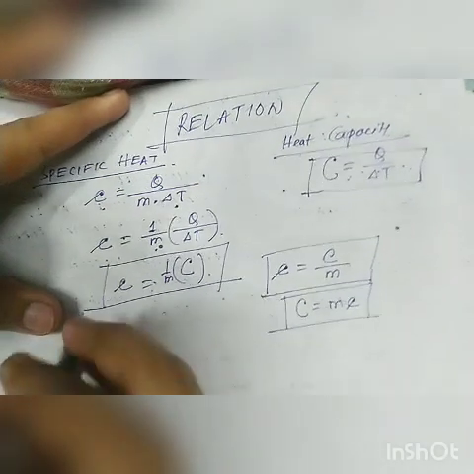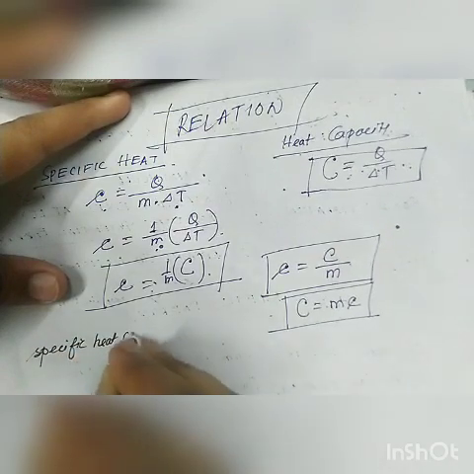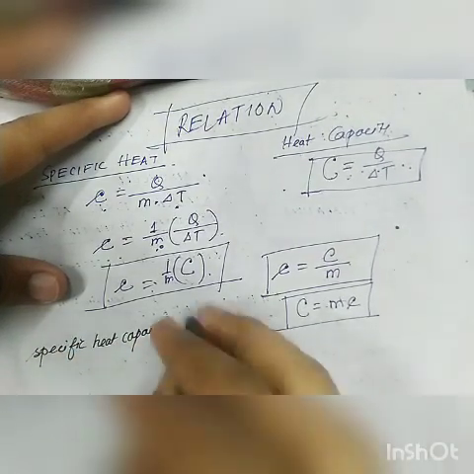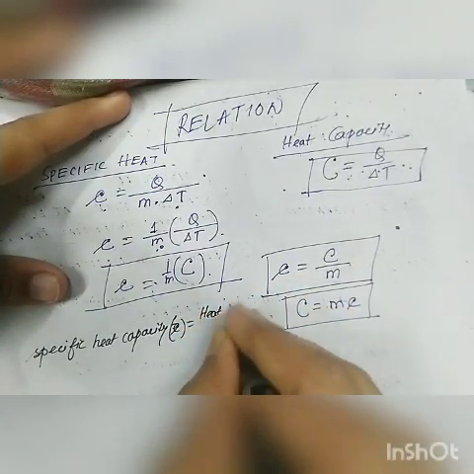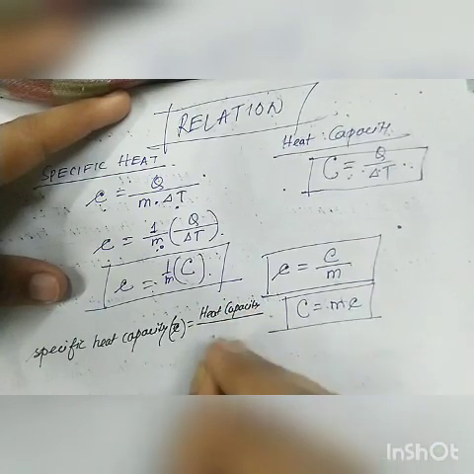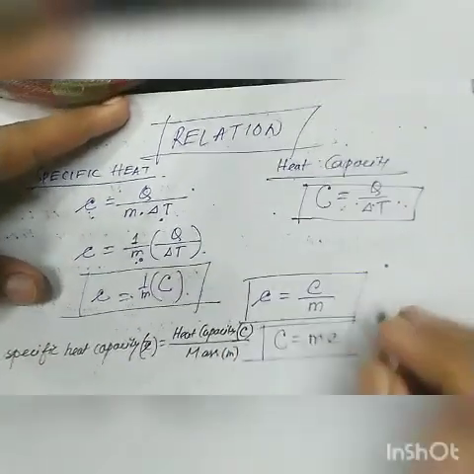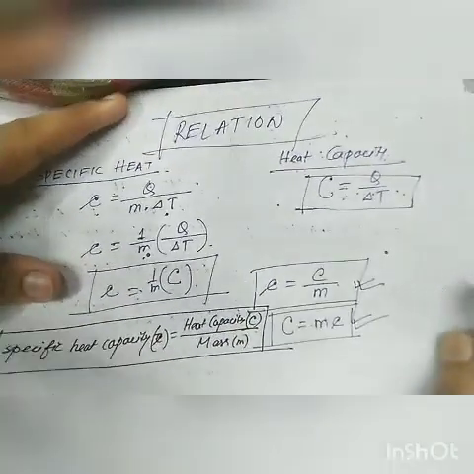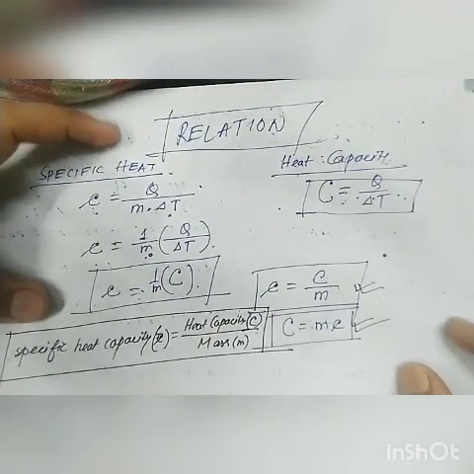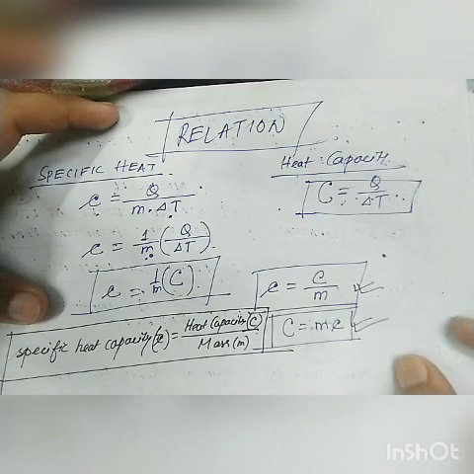Theoretically, specific heat capacity equals heat capacity per unit mass. Clear? That's the mathematical form, and that's the theoretical representation of the relations. Clear? So that's our topic with specific heat capacity and heat capacity, their differences, and how they are related with each other.